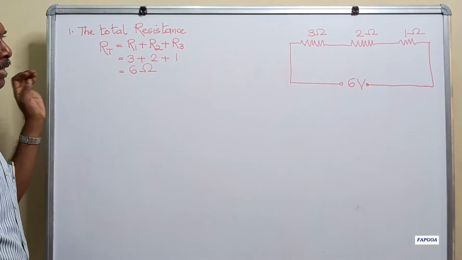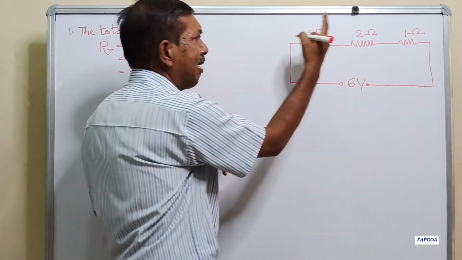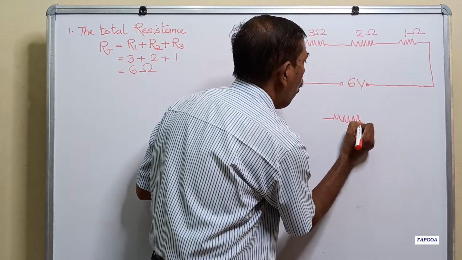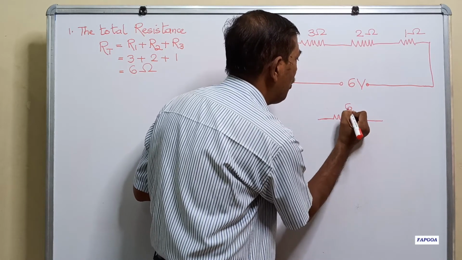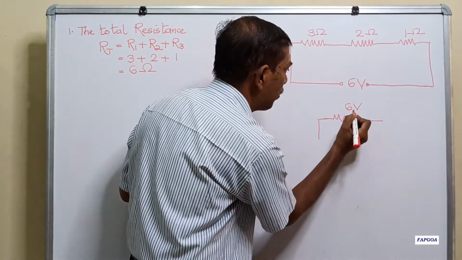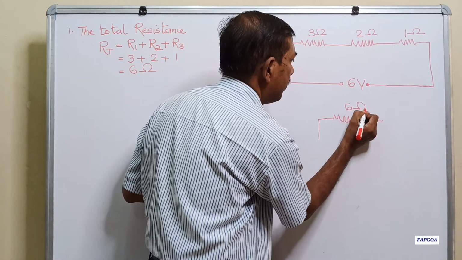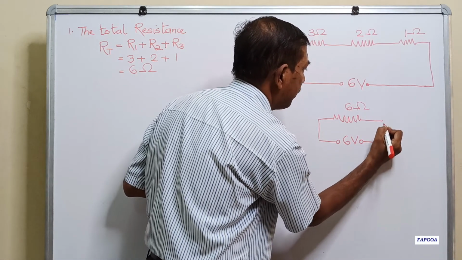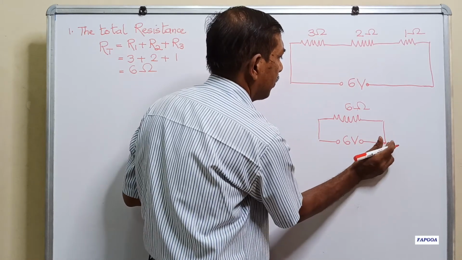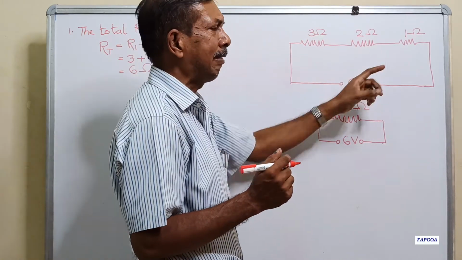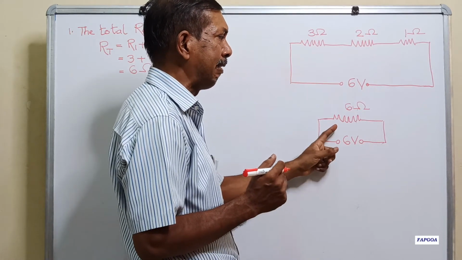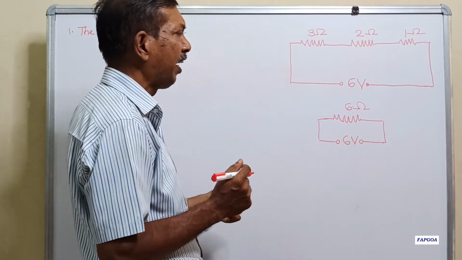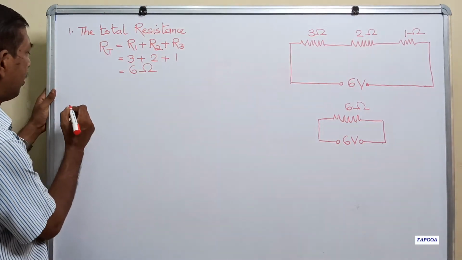Now what does this 6 ohms mean? Electrically, this circuit is reduced to only one resistance whose value is 6 ohms, and the voltage applied remains the same, that is 6 volt. So physically there are 3 resistances, but in electrical terms there is only one resistance. This is the total resistance or the effective resistance of the circuit.